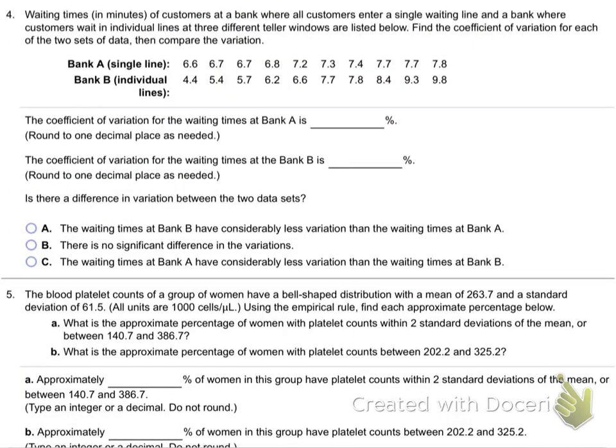On to number 4 we go. They're wanting us to calculate the coefficient of variation for waiting time. So there's basically these two banks trying out two different plans for having people wait in line. Should they have everybody wait in one big line, or should they have a line at each teller's window, separate lines? And what they want is they want people to receive equal treatment.